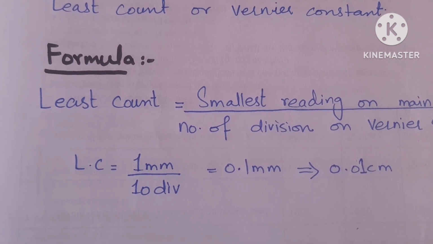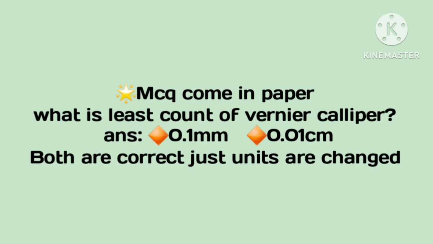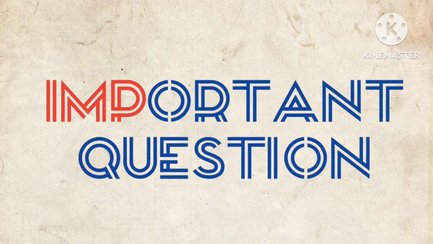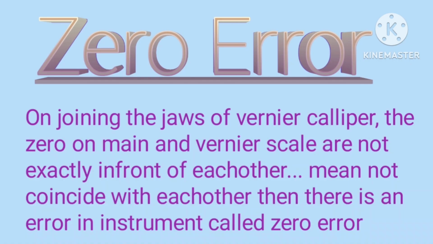0.01 centimeter. And here an MCQ also comes: what is the least count of vernier caliper? So don't get confused, there are two answers, 0.1 millimeter and 0.01 centimeter. Here the units are different. And another important term: what is zero error of vernier caliper?